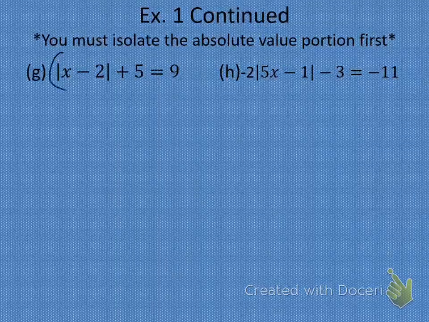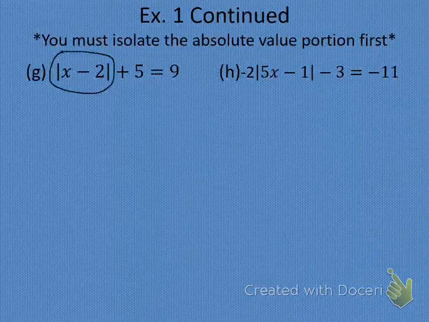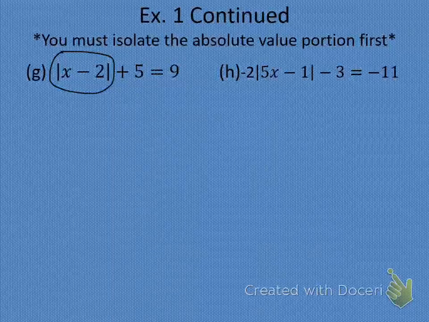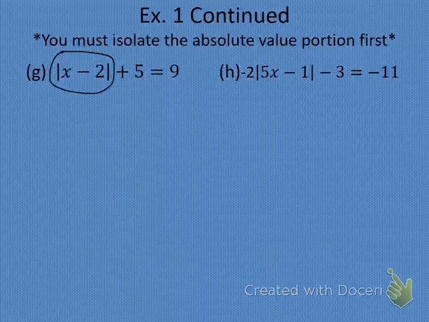Good. The absolute value of x minus 2. So, if I circle that, I want you to circle it. You can highlight it. Do something to make it stand out, because I have to isolate this before I can do anything else. Okay? I cannot tell you how many people on their test last year just wrote x minus 2 plus 5 equals 9. Your answer is going to be wrong every single time. You have to isolate the absolute value portion first.